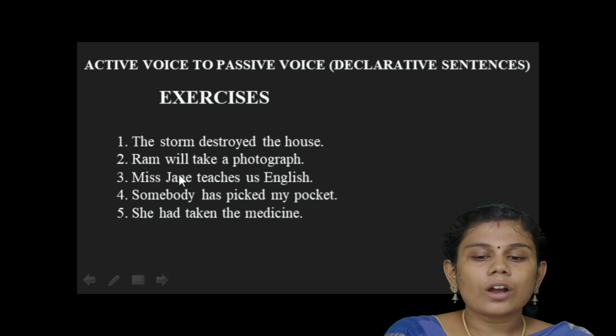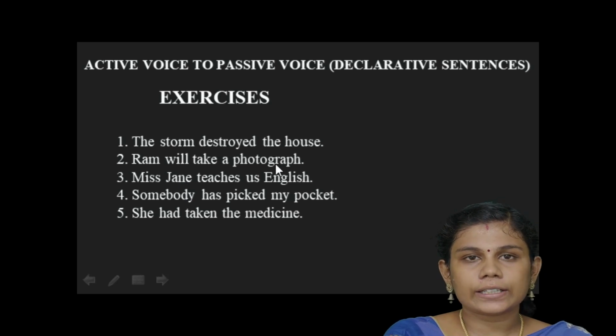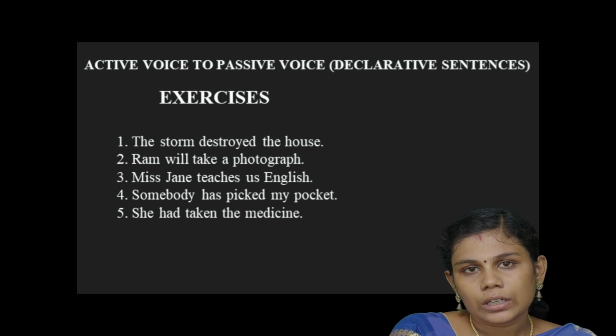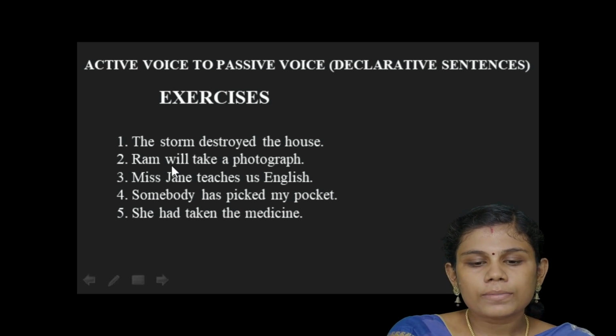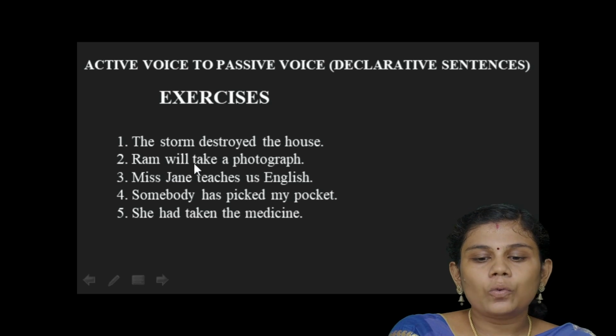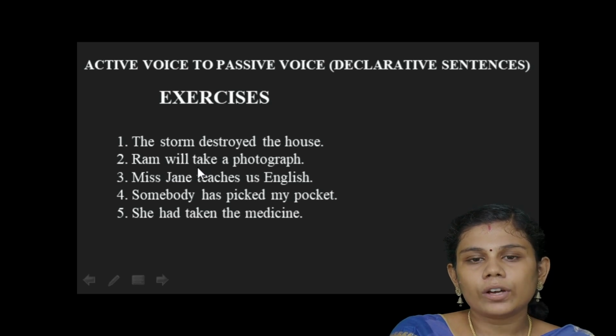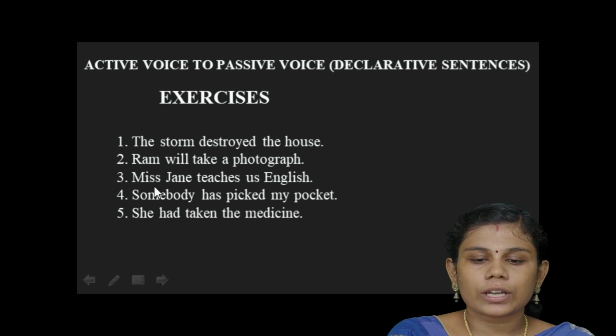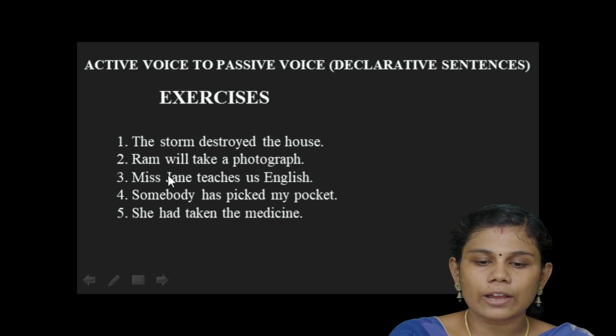Next, Ram will take a photograph. Next sentence: Ram will take a photograph. So first we have to identify what is the subject, what is the verb, and what is the object in the sentence. So Ram is the subject, will take is the verb, and a photograph is the object. So when we change that into passive voice, photograph will come first. So photograph, and here will take has come now.